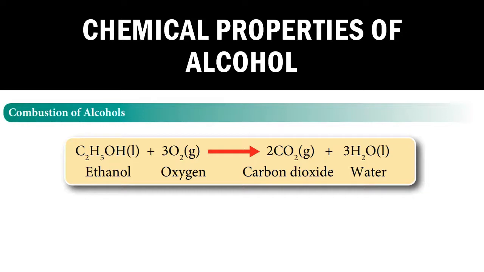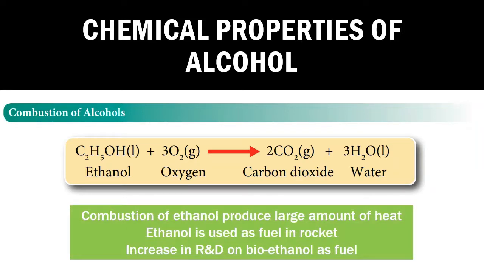Now we will move to the first chemical properties of alcohol. The first chemical properties of alcohol is combustion. Okay, same with alkane and alkene, because alcohol is organic substance. Therefore, alcohol will burn in oxygen to produce carbon dioxide and water. As mentioned before, the ethanol is a flammable substance and release large amount of heat during the combustion. That's why ethanol is used as fuel in rocket. And there are increase in research and development process on bioethanol as fuel.